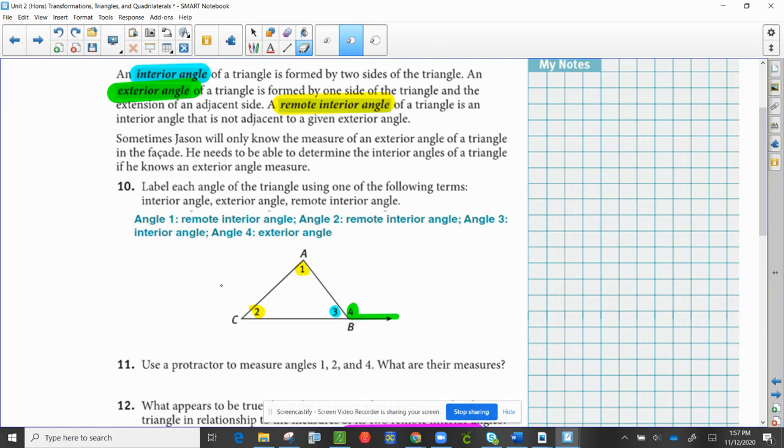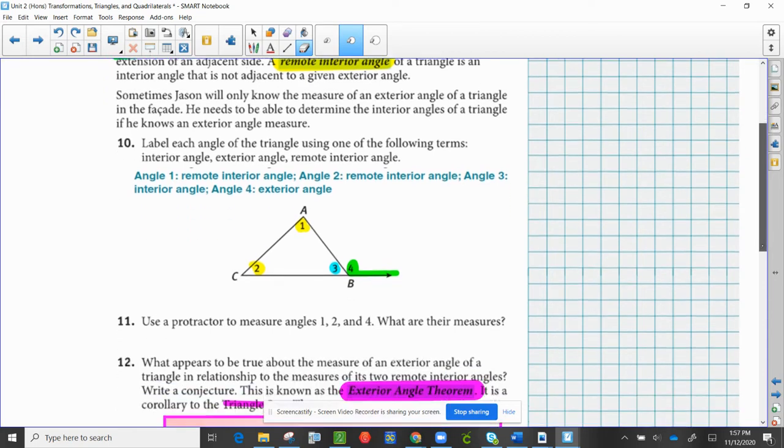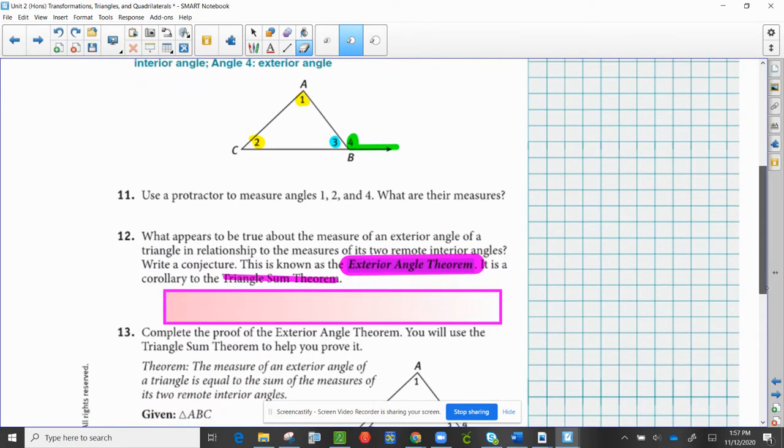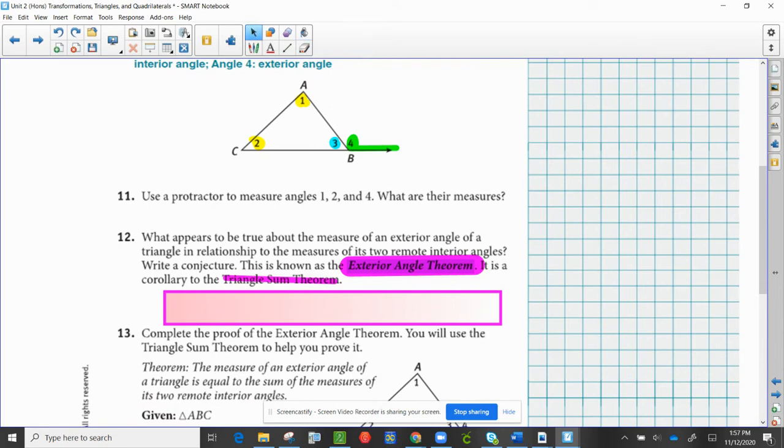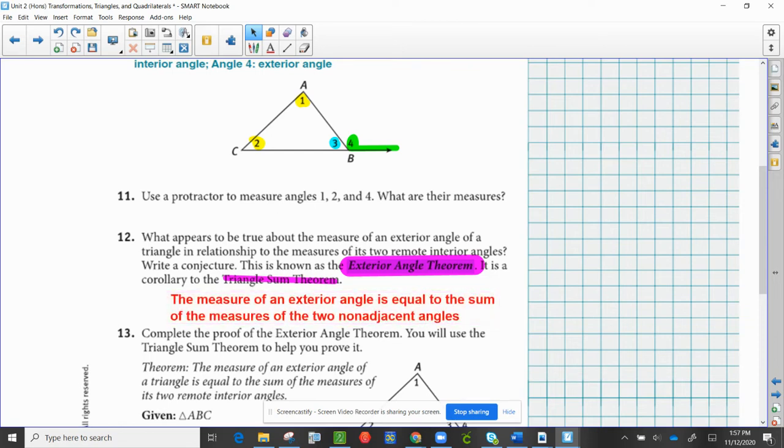Now, they all have a certain relationship together. If we were in class, we would be doing these questions where we use a protractor and measure them. But the main point here is to get to this exterior angle theorem, also known as a triangle sum theorem. If we have a triangle like the picture above, where we have that exterior angle, the measure of the exterior angle is going to be equal to the sum of the measures of the non-adjacent angles.